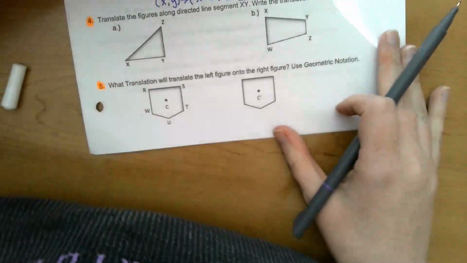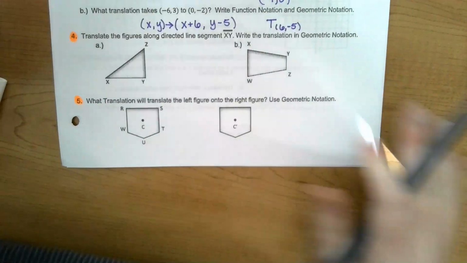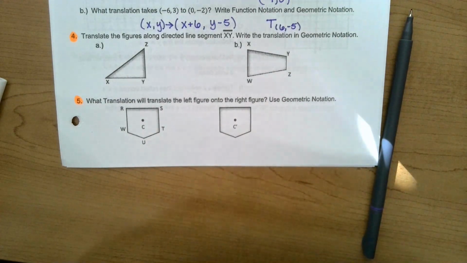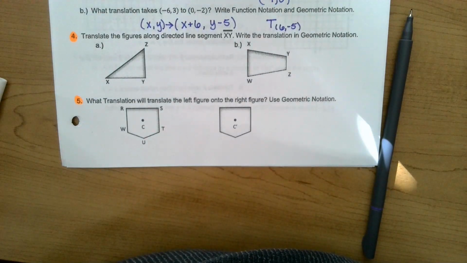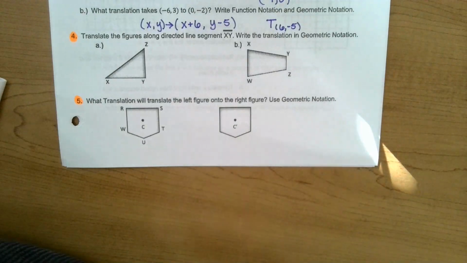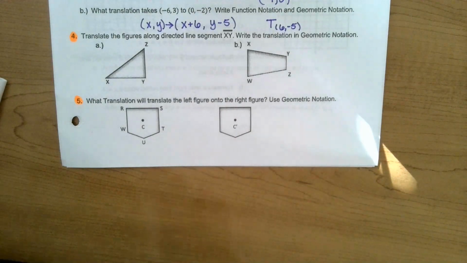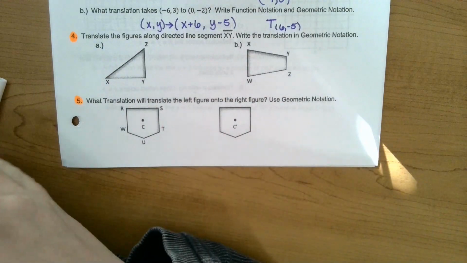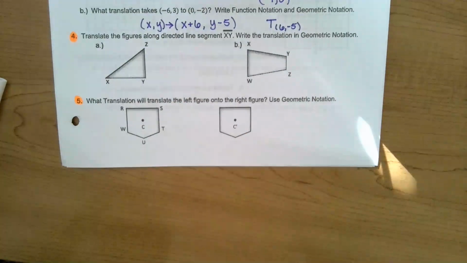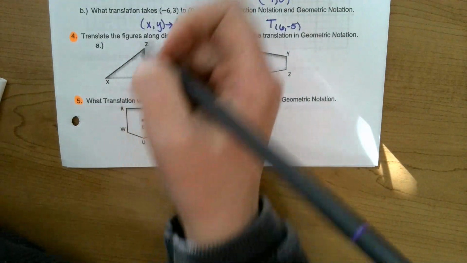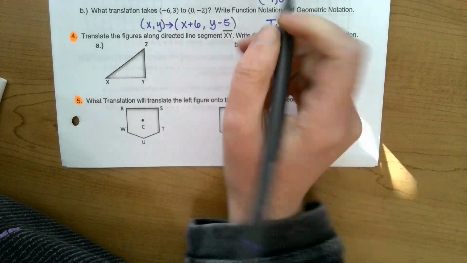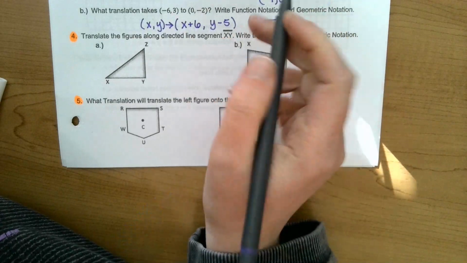Okay, number 4, translating with a directed line segment. So I mistakenly thought that we did not have to do this. It's actually not very difficult. I am just kind of upset with myself because I did not compare the quiz and study guide to what I was teaching, and I took that out just thinking, oh, we don't need to do that, and I was wrong. So I apologize. So it says translate along the line segment XY.